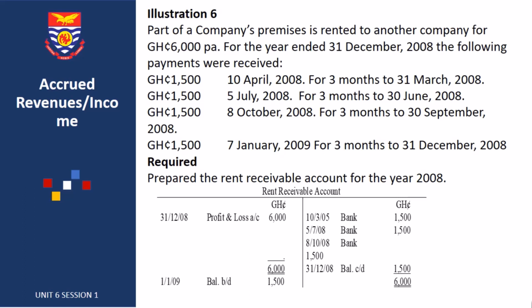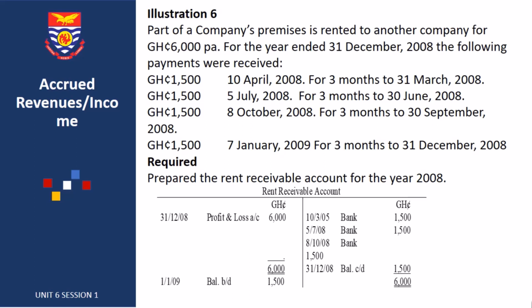So the amount transferred to the profit or loss account in 2008 is 6,000. This is the rent income earned for the year, but out of this amount, 1,500 had not been received as at 31st December 2008. This amount is an accrued rent income, which is recorded as a balance carried down on the credit side and brought down on the debit side on the 1st of January 2009.